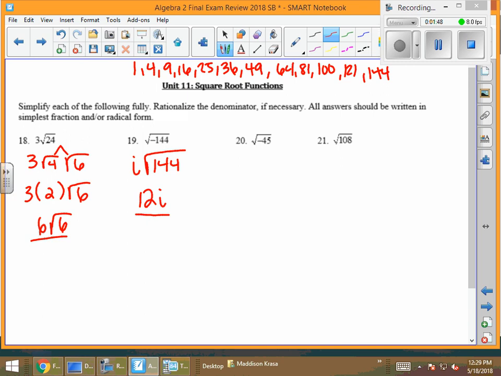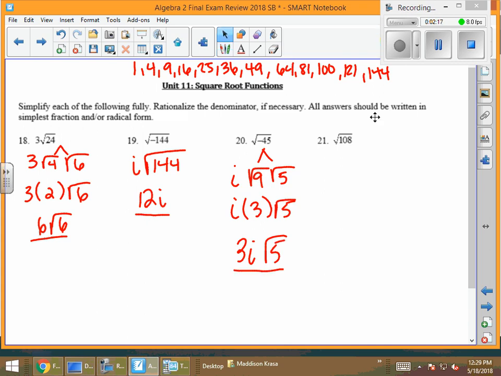All right, 45. So we want to find, is there one of those numbers that goes into 45? We bring out our i because we have that negative. 9 does go into 45 5 times, so 9 times 5. 9 happens to be the perfect square of 3, so we can write 3 there. Typically when we write this, we write it as 3i radical 5.